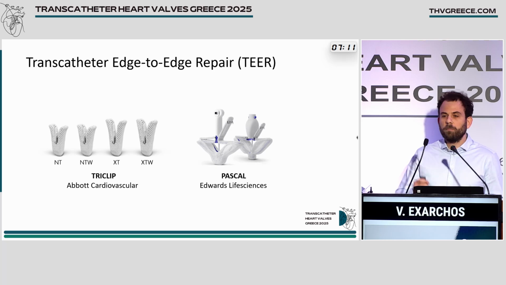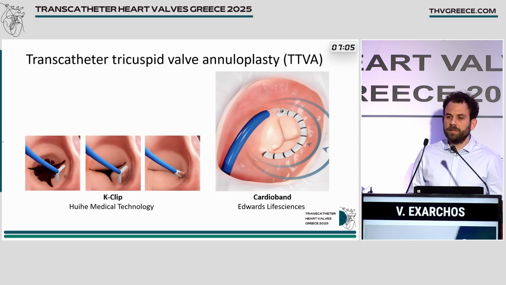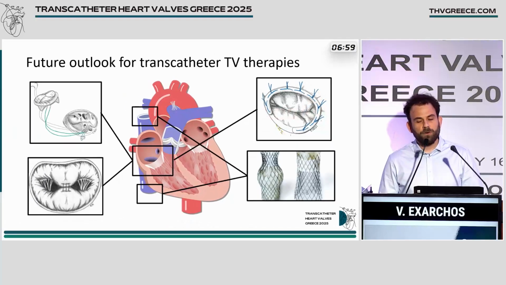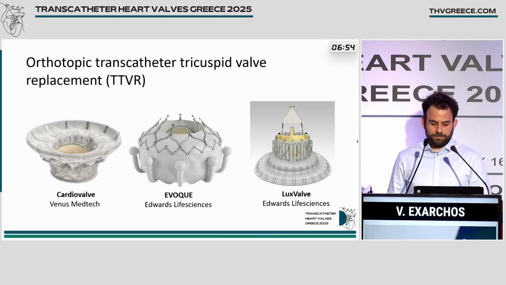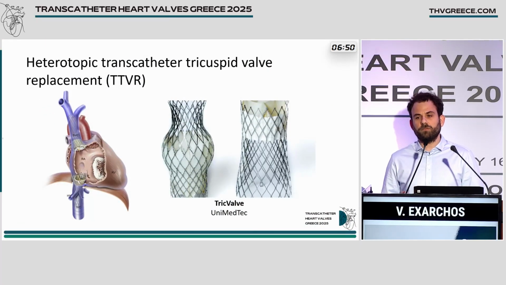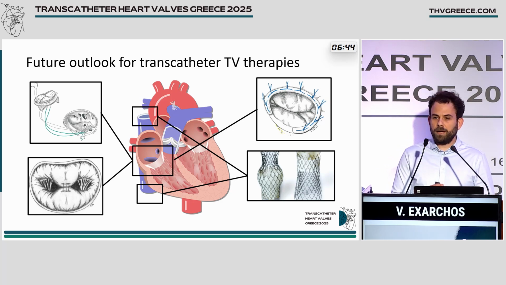And we have, of course, the coaptation devices based on the Alfieri stitch. We have the Cardioband based on the Carpentier annuloplasty. We have the K-clip based on the K procedure, the bicuspidization procedure. And we have a plethora of devices for orthotopic and heterotopic transcatheter tricuspid valve replacement. We have about 35 devices that are waiting in the pipeline, waiting for clinical evidence.